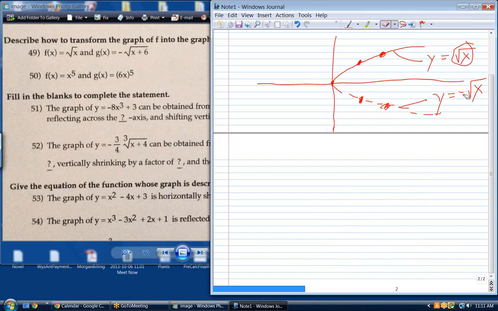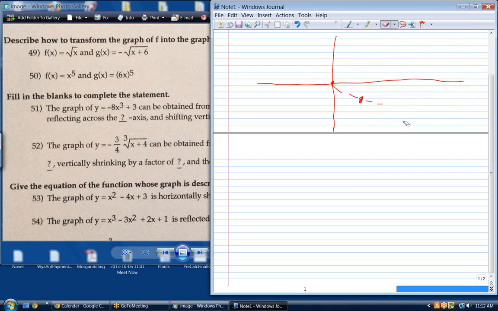If the negative sign is outside the function, like it is here, by the function I mean f of x, then it's a reflection across the x-axis. If it's inside the function, it's a reflection across the y-axis. All right, let's look at one that would be a reflection across the y-axis before we go into more of these problems.